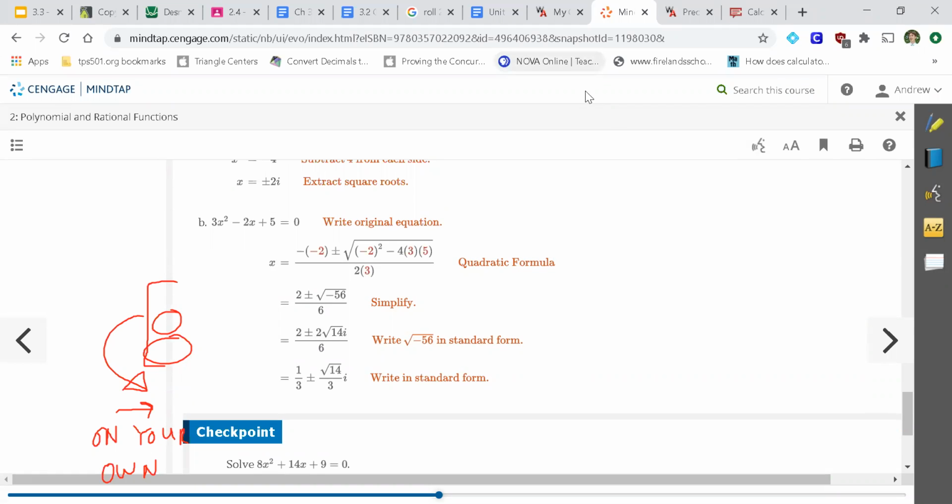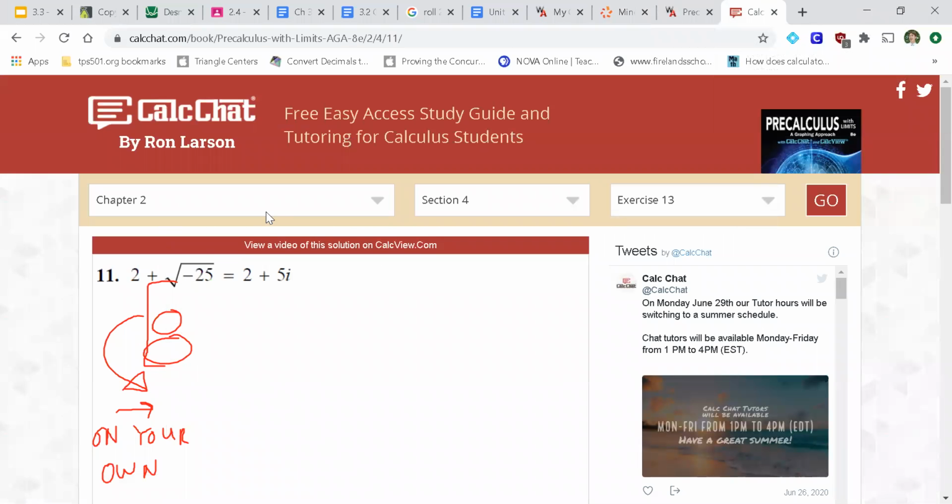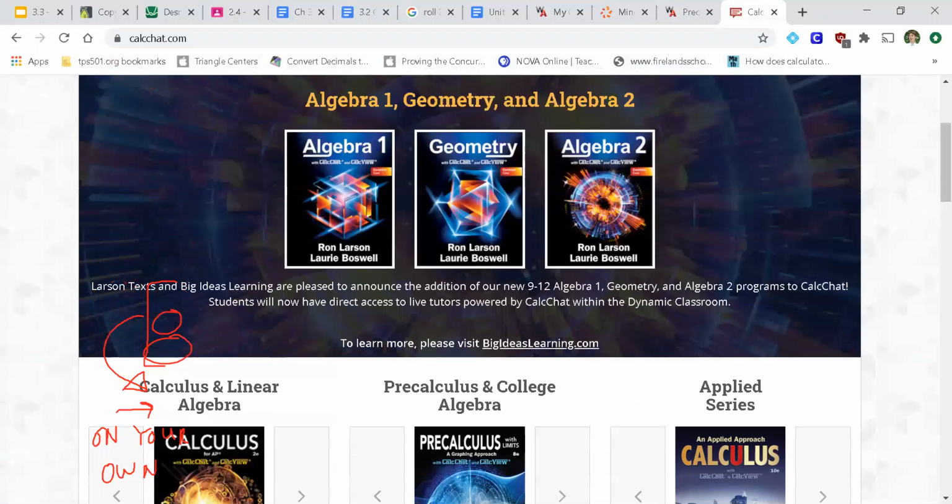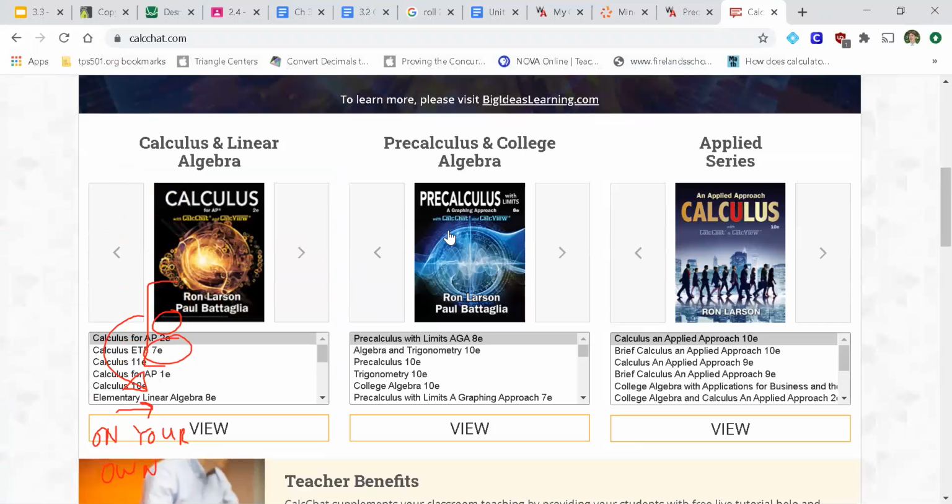Another resource you can use is CalcChat. I don't think I've talked about that, but it's on the front of your book. It says with CalcChat. If you go to calcchat.com, and this is really, I'm talking about this not necessarily for today's assignment, but for when I start going on paternity leave.